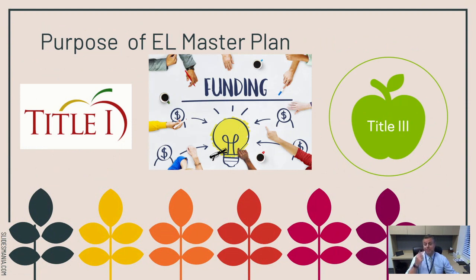In addition, the plan indicates how specific state and federal categorical funding is to be used for programs and services directly related to English language learners. There are two main sources of categorical funding in the district for English language learners and for other purposes. Those two forms of funding are Title I funding and Title III funding, and this funding can only be used for specific purposes.